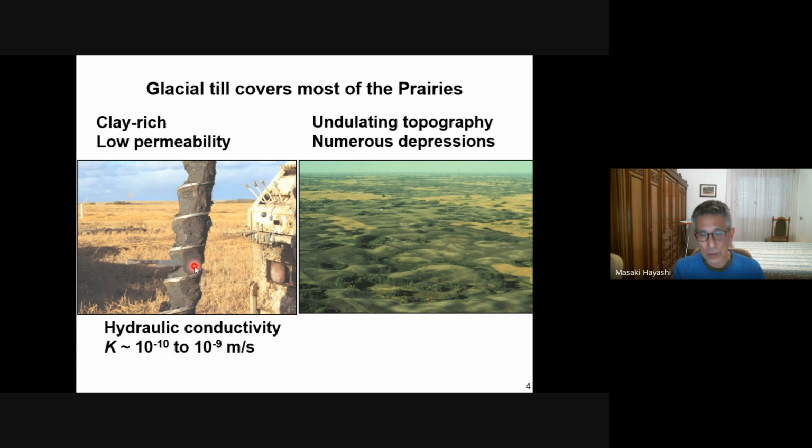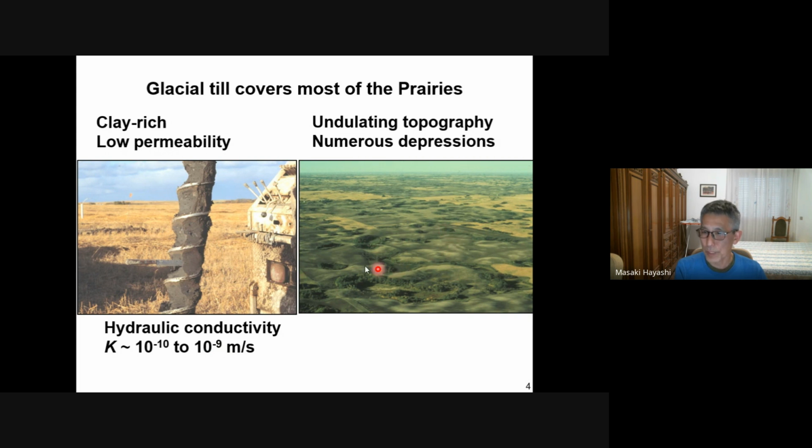Because of the high amount of clay, this glacial sediment, called glacial till, has a low permeability. In terms of hydraulic conductivity, this material, which was taken from about 5 to 10 meters below the ground, has a hydraulic conductivity of 10 to the minus 9 meters per second. It's not very permeable. So that's one important hydrogeological characteristic of the northern prairies region.